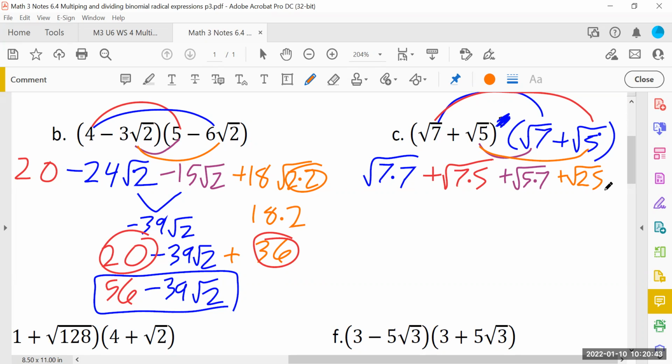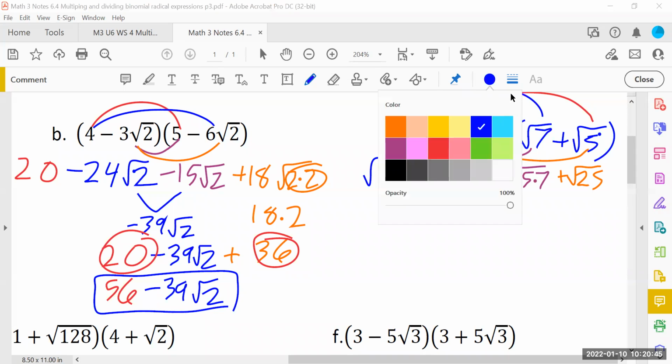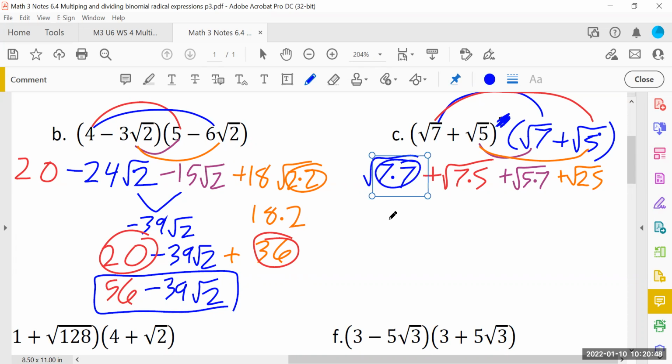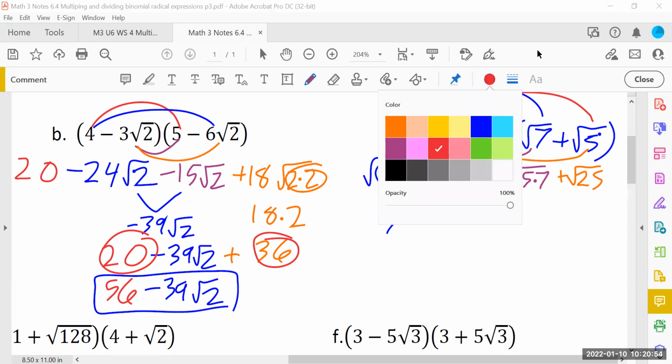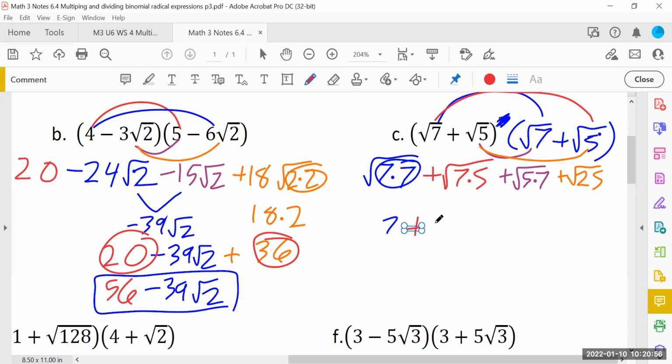So now we're just going to simplify. The 7s, square root of 7 times 7, that's a pair of 7s. Those come out. Square root of 7 times 5 does not simplify. There's no pairs there, so it's just the square root of 35. Same thing with the purple, 5 times 7. That's another square root of 35. And then the last piece here, square root of 25 or 5 times 5. That's a pair of 5s that comes out.